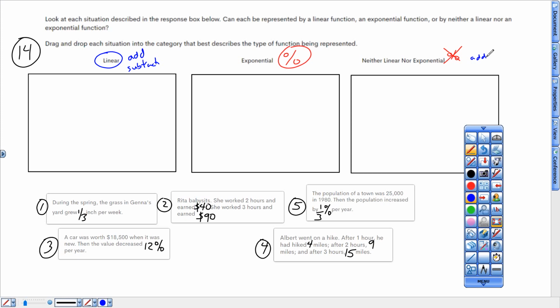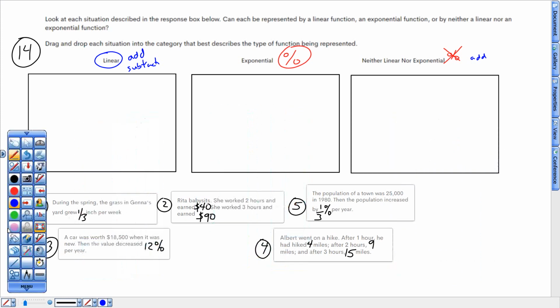Here are my categories. Number 1 says, during the spring, grass is growing 1/3 inch per week. There's no percent symbol there. Adding 1/3, and then another week, adding 1/3. That makes that one a pure linear situation. That's going to be a straight line, adding 1/3 every week.